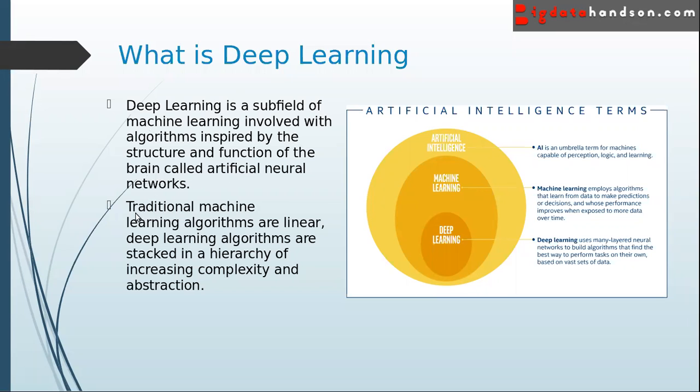Traditional machine learning algorithms are linear, and deep learning algorithms are stacked in a hierarchy of increasing complexity and abstraction. That means deep learning algorithms try to increase the complexity, and it's a stacked, hierarchical model. That means deep learning algorithms automatically try to increase the accuracy. They try to increase the performance of the neural network. But in machine learning we don't do that, right?